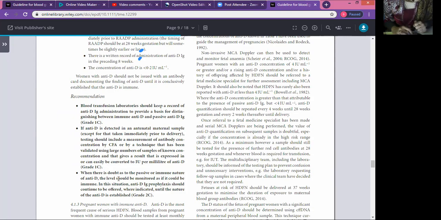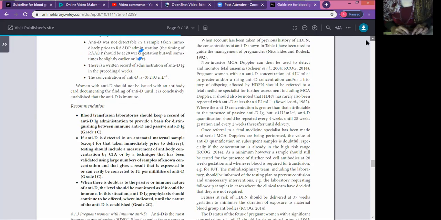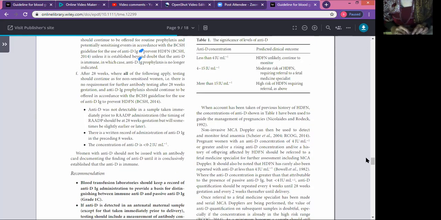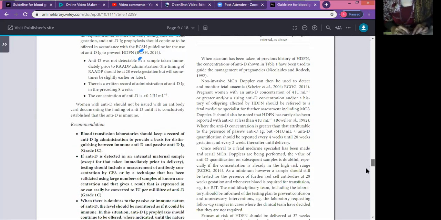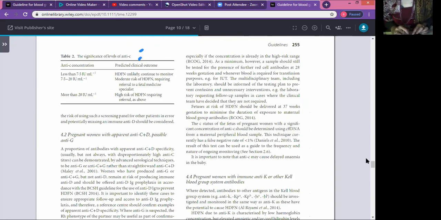And if there is a doubt as to whether it is immune or passive, it should be monitored like an immune antibody. So we should be on the safe side and monitor it like an immune antibody. Another guideline for immune antibodies is that if the antibody is detected prior to 28 weeks, or after 28 weeks but the titer is more than 0.2, then we should consider them as immune antibodies. Now, this was regarding the anti-D antibodies.